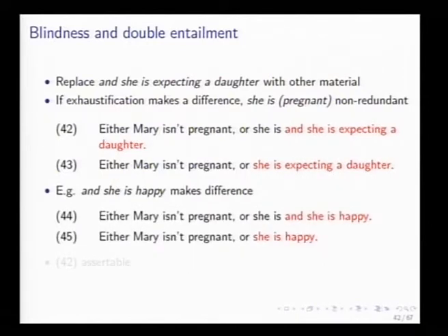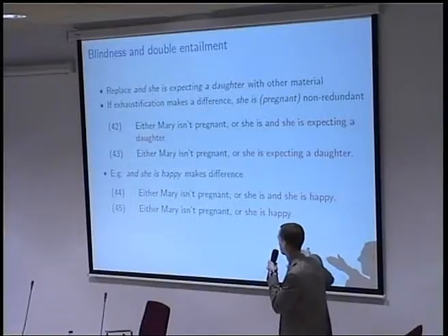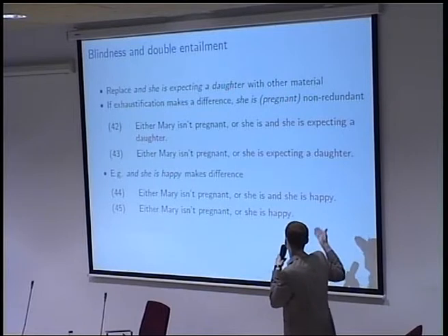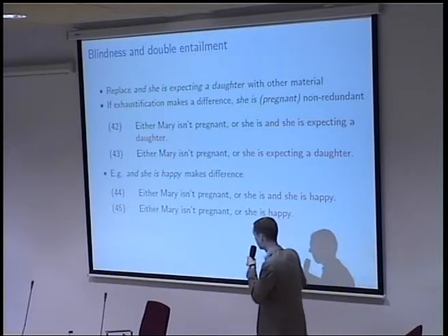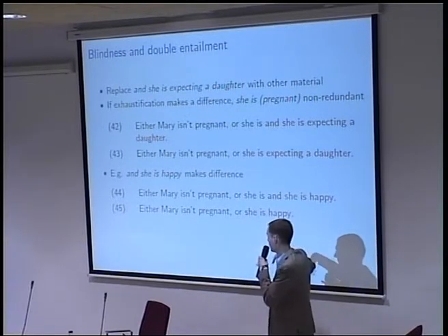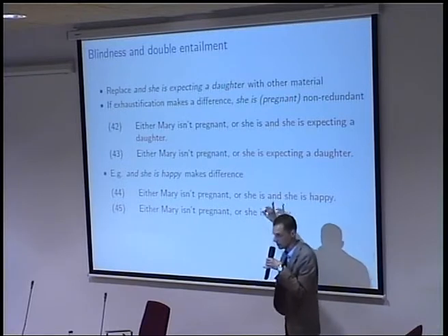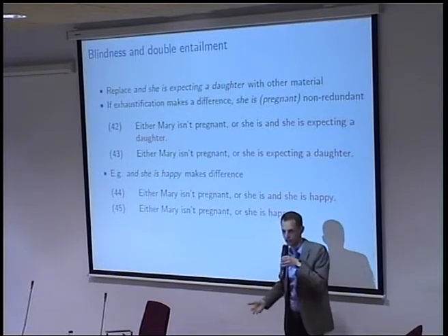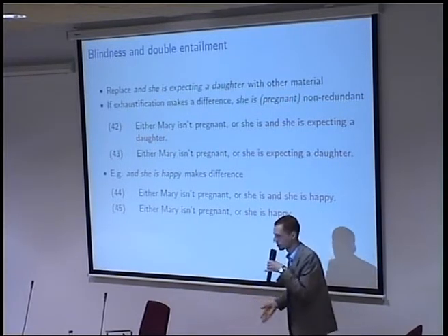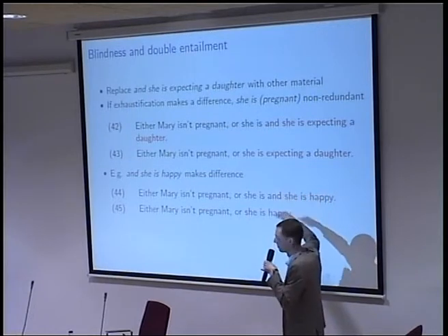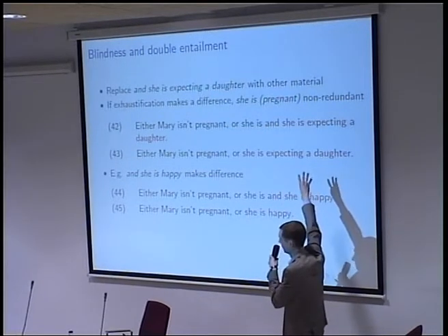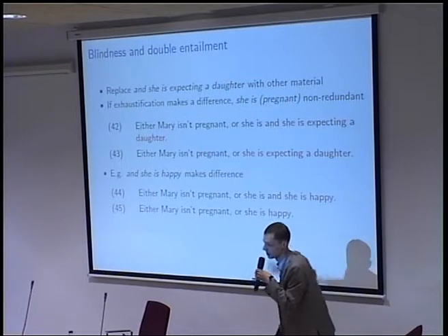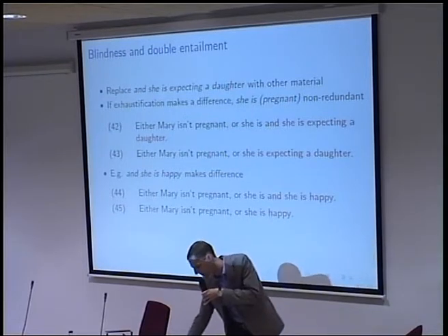And of course, we have already seen a case where this is the case, right? So 44, for instance: either Mary isn't pregnant or she is, and she's happy. Compared to 45: either Mary isn't pregnant or she's happy. We have seen that exhaustification for 44 and 45 makes a difference, thereby 44 becomes assertable. And by our new modification for the new non-redundancy condition, 42 becomes assertable as well, because actually you don't really look at what is following the potentially redundant material.